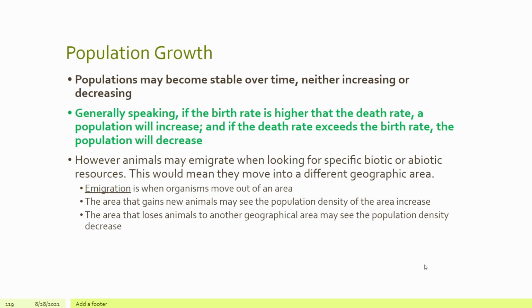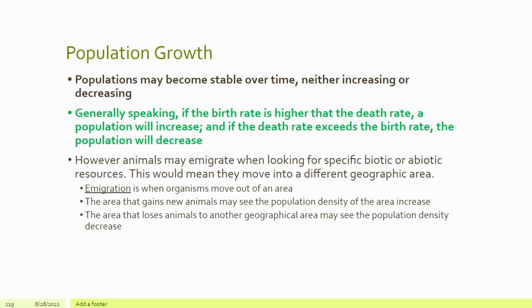So looking at population growth, populations may become stable over time, neither increasing or decreasing. And that's generally going to happen if the birth rate and the death rate are equal. But if the birth rate is higher than the death rate, a population will increase. And if the death rate exceeds the birth rate, the population will decrease.